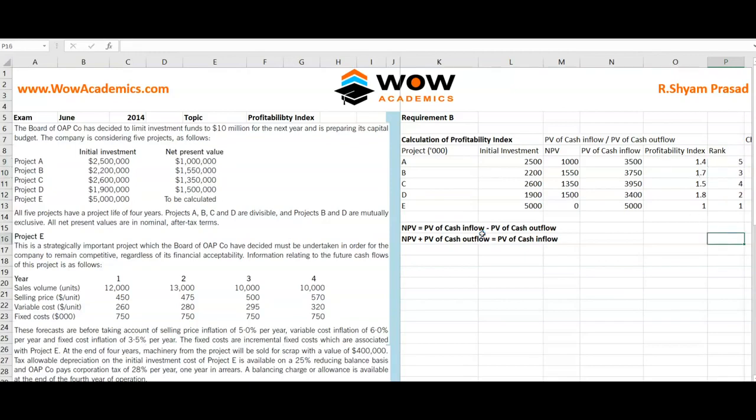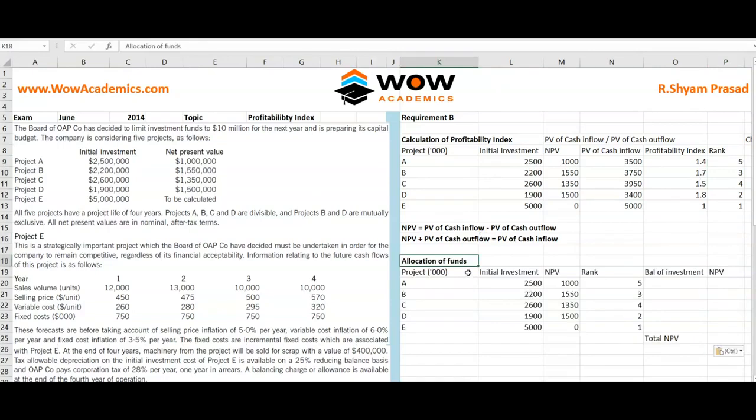So next we have to create another table. Okay, so the next table is allocation of funds. So the table works like this. We have the projects here, and we have the initial investment here, and their respective NPVs and their ranks. So this table is brought from the previous table. We are having two more columns here. One is the balance of investment. So we have a total of 10 million. So we'll work out how much funds we have. So we have 10 million.